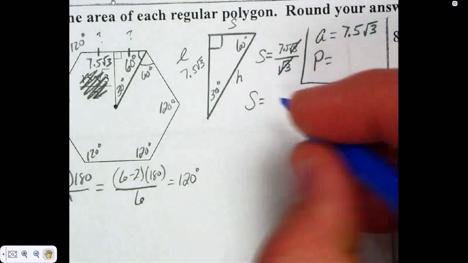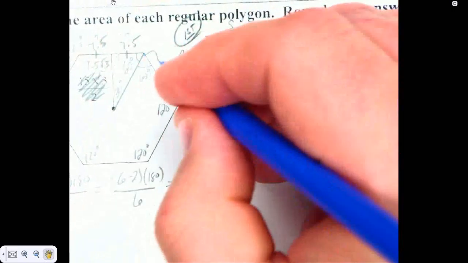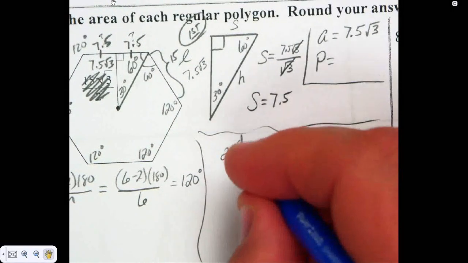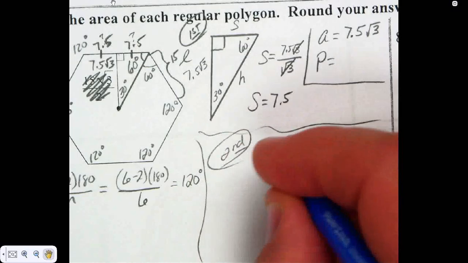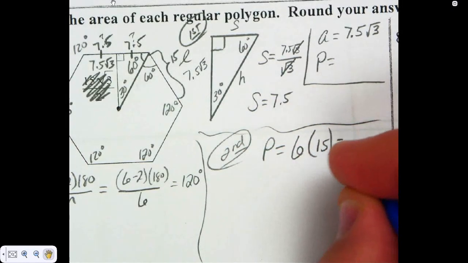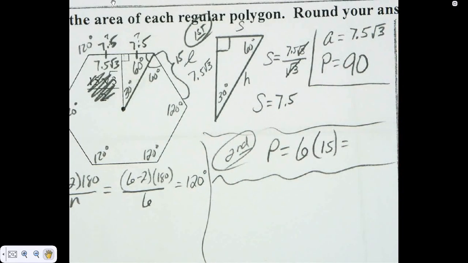So actually, what is this? 7.5. So what's this? Isn't that 7.5 too? So what does that make the whole thing? 15. So now how do I find the perimeter? 15 times 6. There's how many sides? 6 times. So my perimeter is what? 90. Now I have the two things I need, don't I?